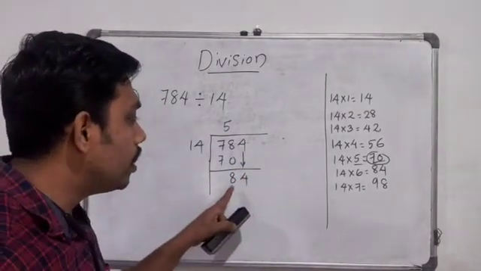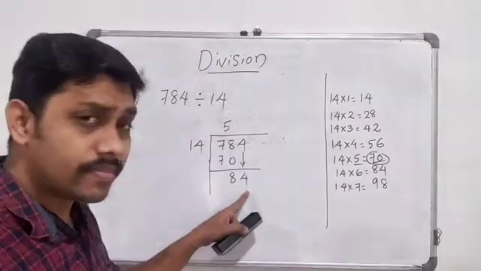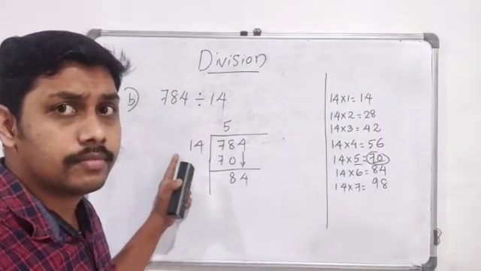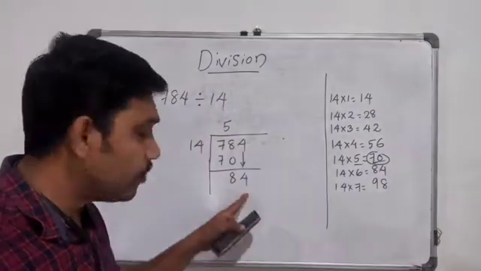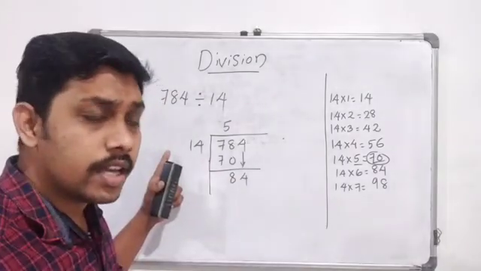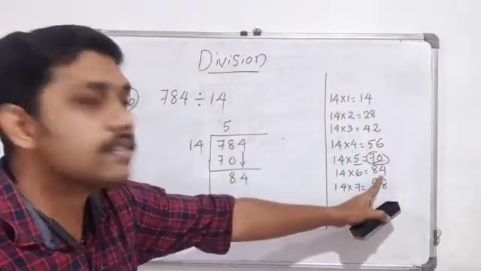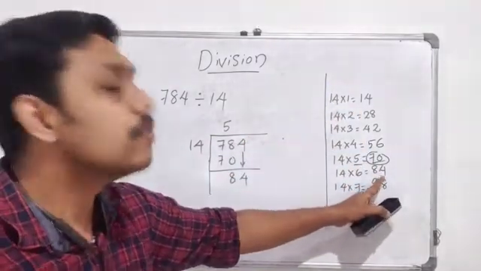Now we need to know whether 84 is a multiple of 14. Is 84 a multiple of 14? Look at the table. Yes, 84 is a multiple of 14.